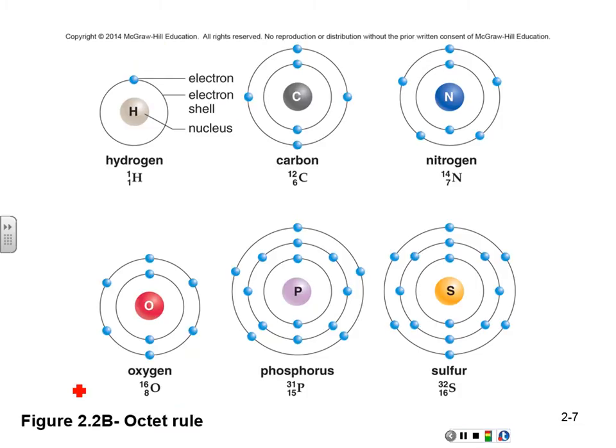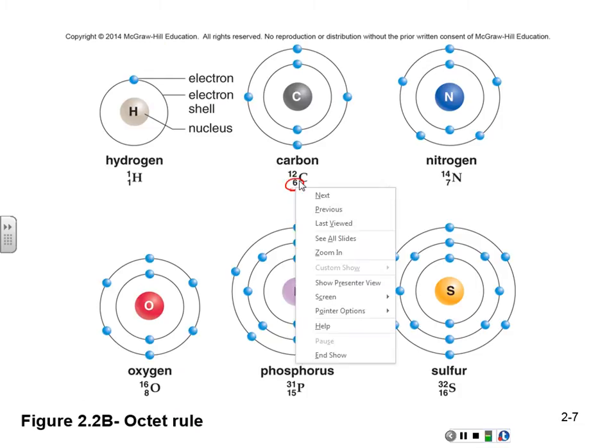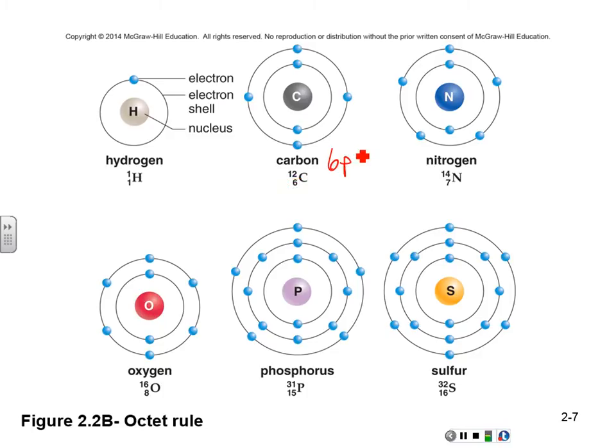So the first two electrons fill into the first shell. Remember, we have 6 protons on the inside. We have 6 electrons. Electron 1 fills here, then 2 fills here. Then the 3rd, 4th, 5th, and 6th fill.